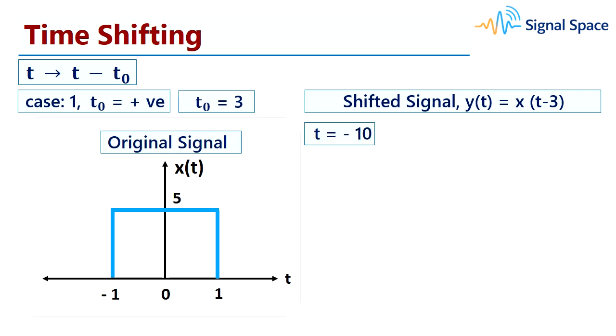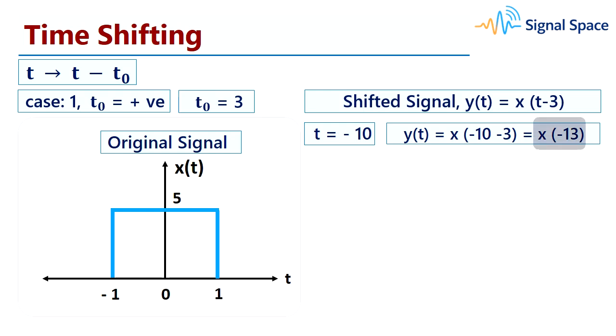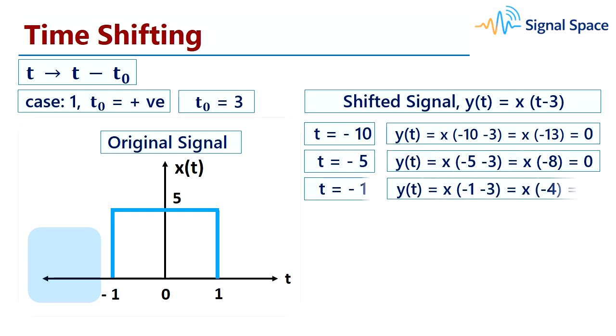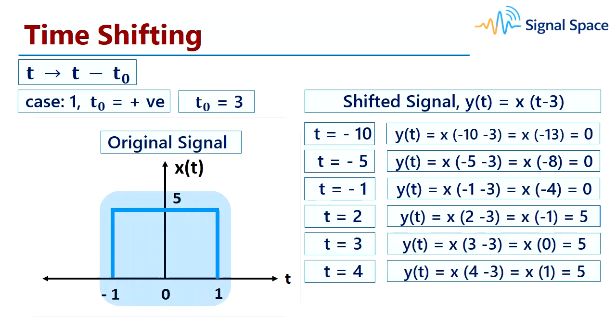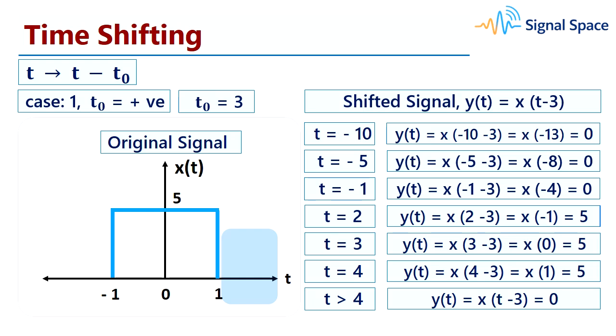If we start at t equal to -10, the shifted signal requires the value of the original signal at t equal to -13. Checking our original signal, this falls into the 0 amplitude zone. This remains true until we reach t equal to 2. At this instant, we need x of -1, which is 5. This amplitude holds until t equals 4, after which it returns to 0.